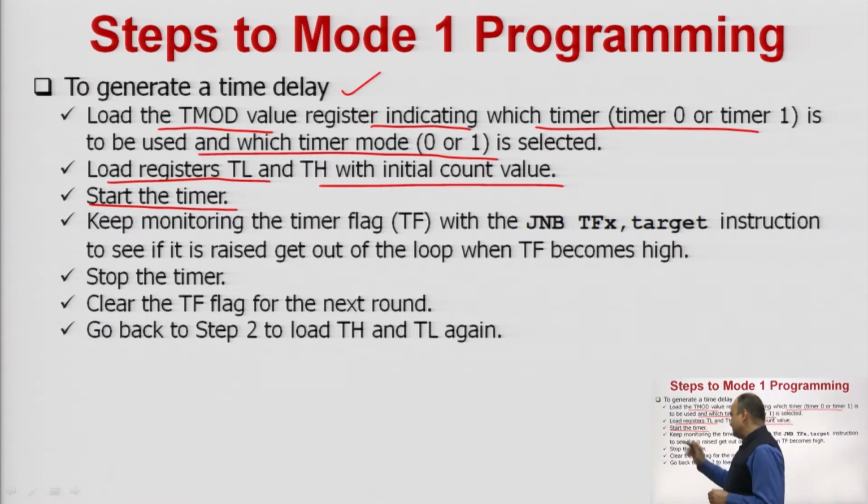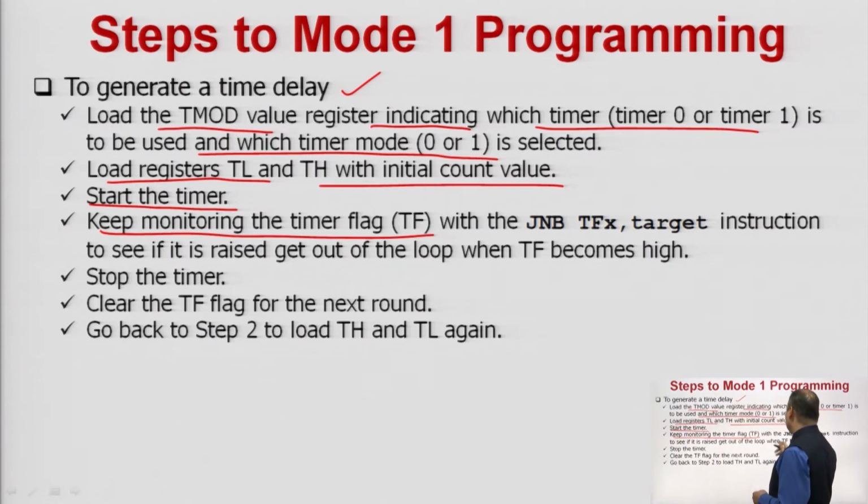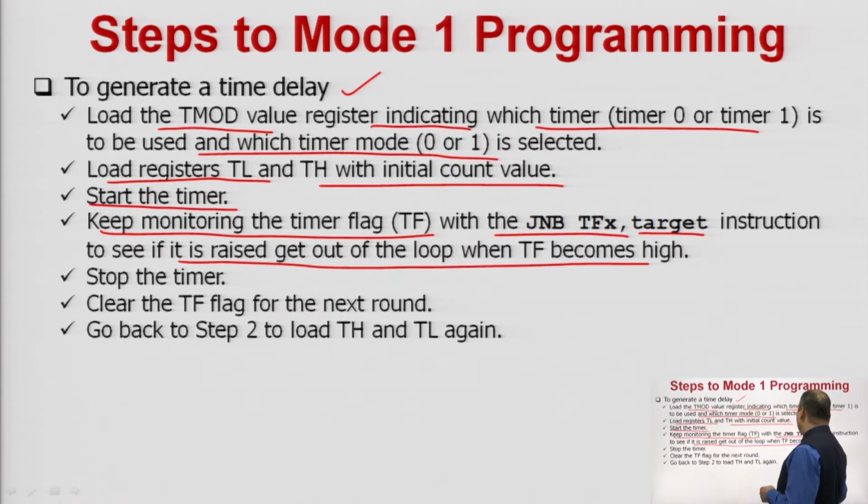Then once the timer starts, we need to keep monitoring the timer flag, that is TF, with the help of the instruction JNB TFX. This X indicates whether we are using timer 0 or timer 1, so the corresponding flag is TF0 or TF1, with the instruction JNB TFX, target. Target is nothing but the address where we need to transfer the control. We check whether the flag is raised, and get out from the loop when TF becomes high.